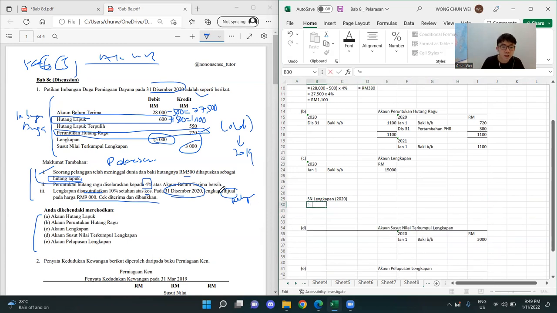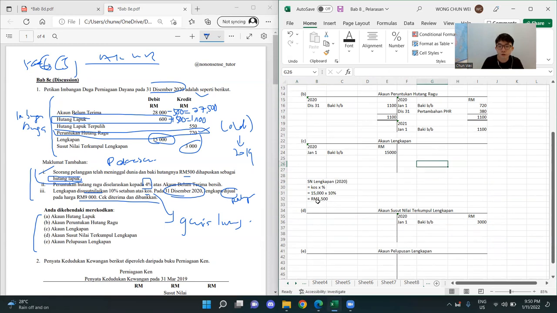So this is using what kaedah? Atas cost. So atas cost means garis lurus. All right, so it's using cost times the percentage straight. So here the cost is 15,000, the cost lengkapan, times the percentage, which is 10%. You get RM 1,500. Right, so this is a susut nilai.